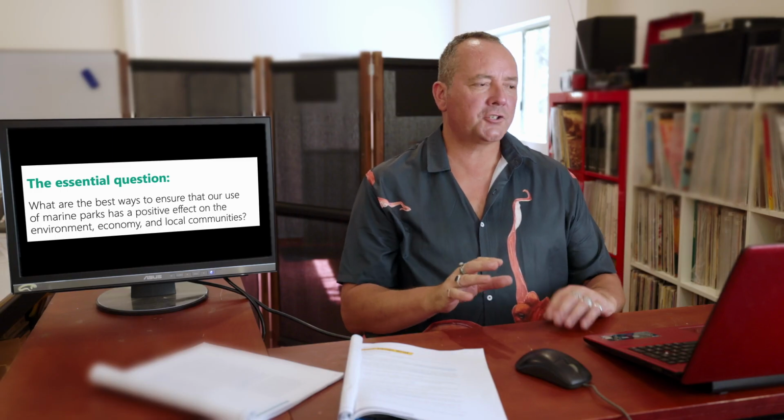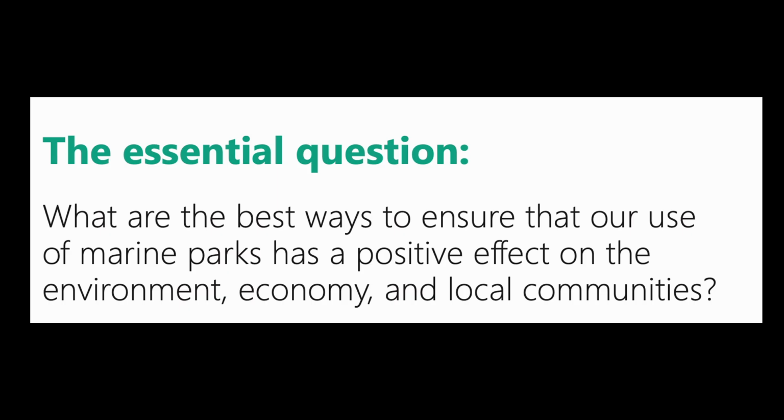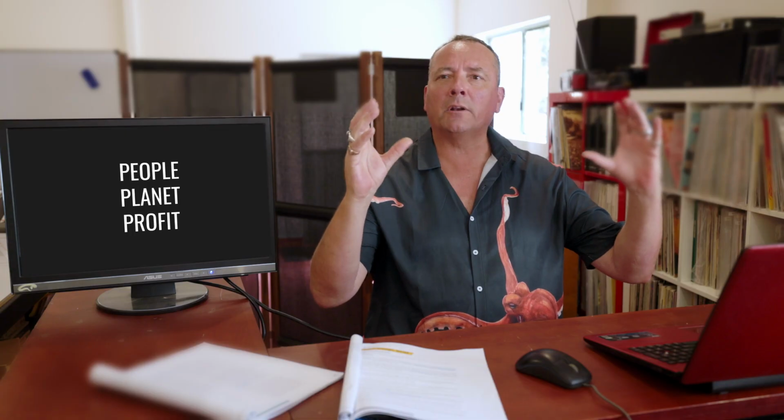Other students have literally produced designs for remote underwater vehicles, Octonauts style. The Year 7 to 10 question asks, what are the best ways that we can ensure that our use of marine parks has a positive effect on the environment, the economy, and local communities? We're really talking here about what we call a triple bottom line sustainability. So it's people, planet, and profit. It's a really helpful way for students to look at the environment through 3 different lenses.